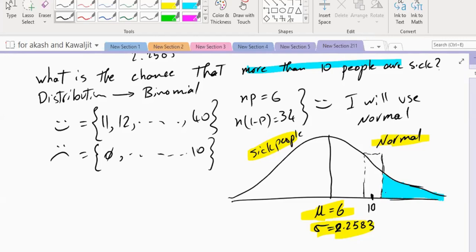So what is my real boundary? 10.5 to infinity. Very good. And the Z for 10.5 will be 10.5 minus 6 divided by 2.2583. Therefore, Z of interest is 1.9926.